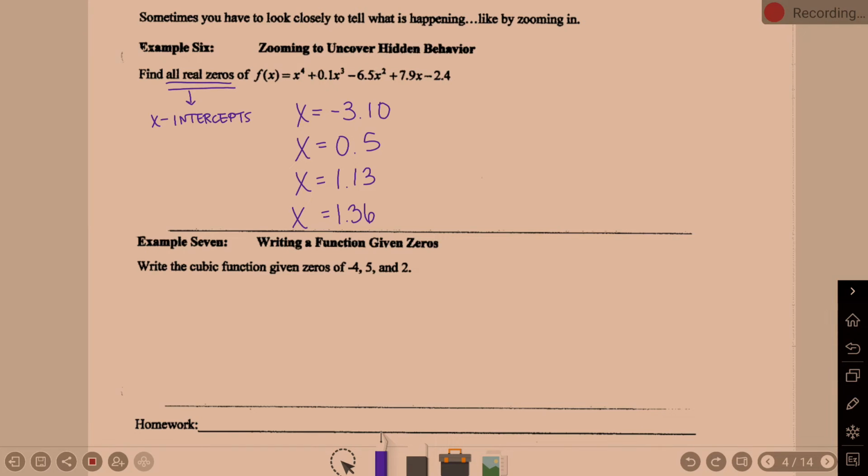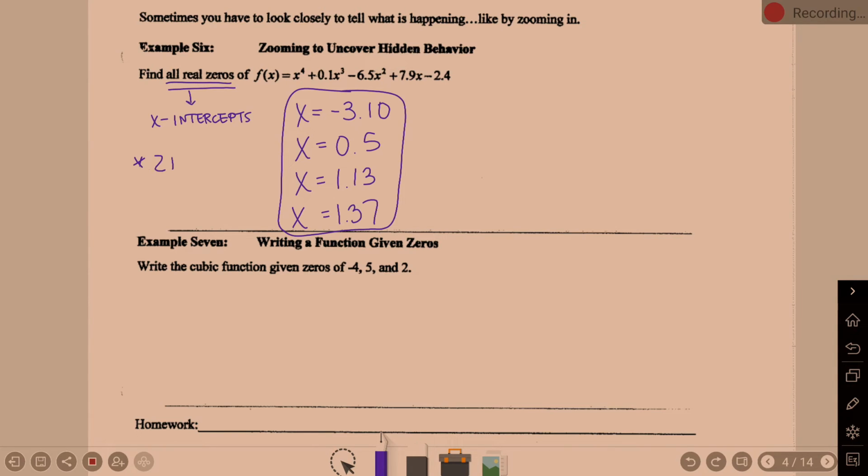So 1.366 makes the 6 go up to a 7, so 1.37. Okay. Those are your zeros. Now, if you want to make some notes about what we did, you could do that.